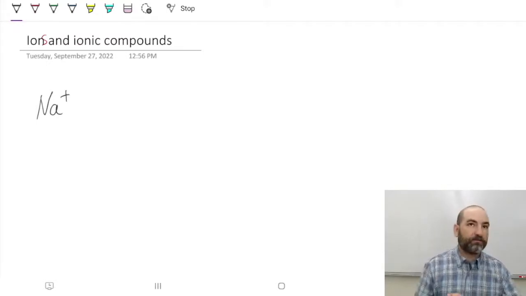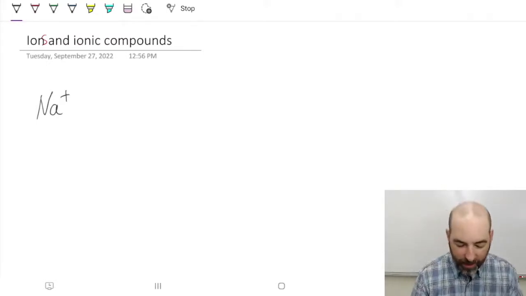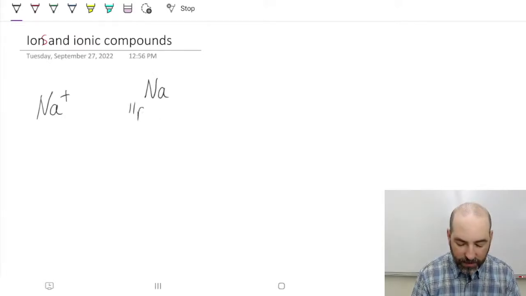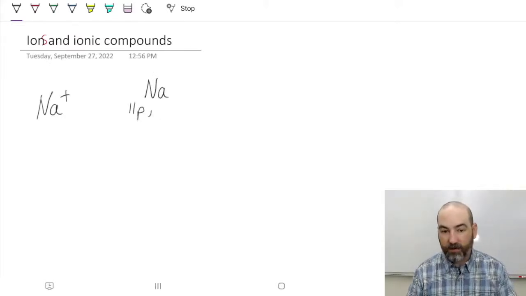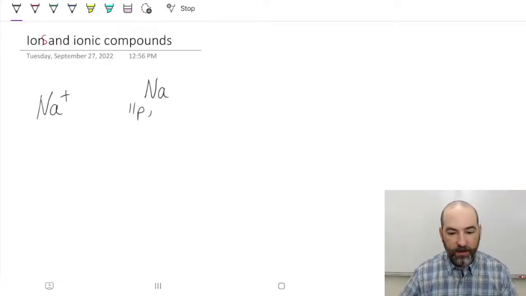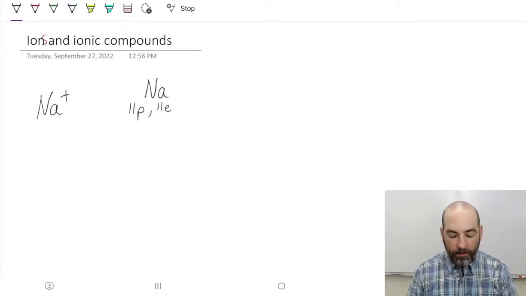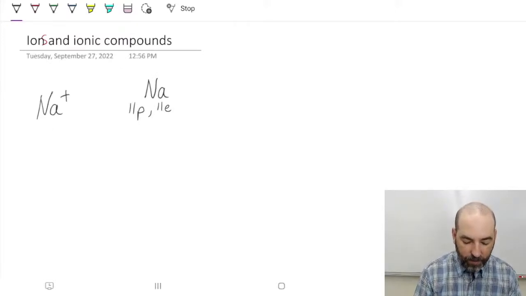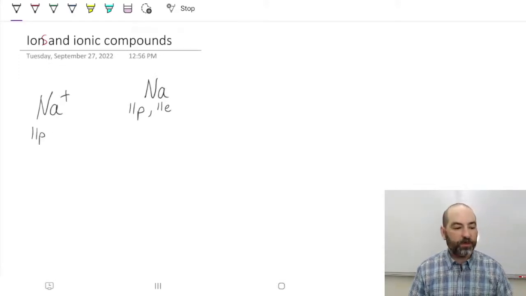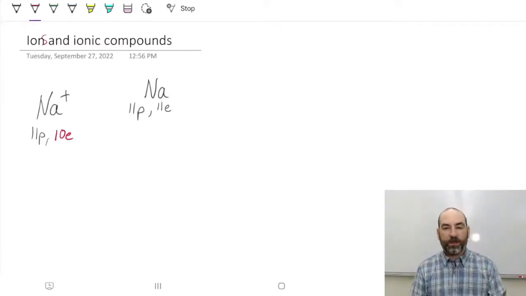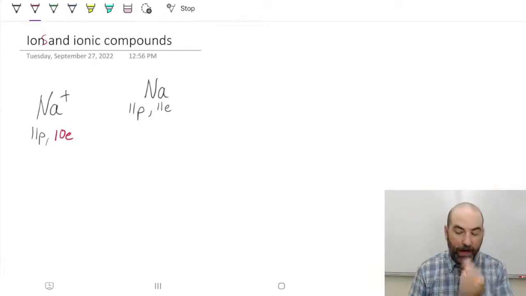If we go back a couple modules and think about a sodium atom, we look at the periodic table and we can know that it has 11 protons, some number of neutrons depending on what isotope it is, and 11 electrons in the neutral atom. But for the sodium ion, we still have 11 protons because the number of protons defines what kind of atom it is. But this time we've got 10 electrons. So with one fewer electron, we now have what we call an ion, which is a charged particle.